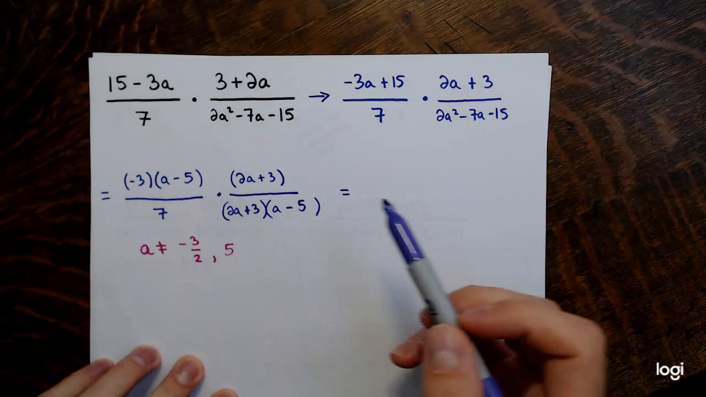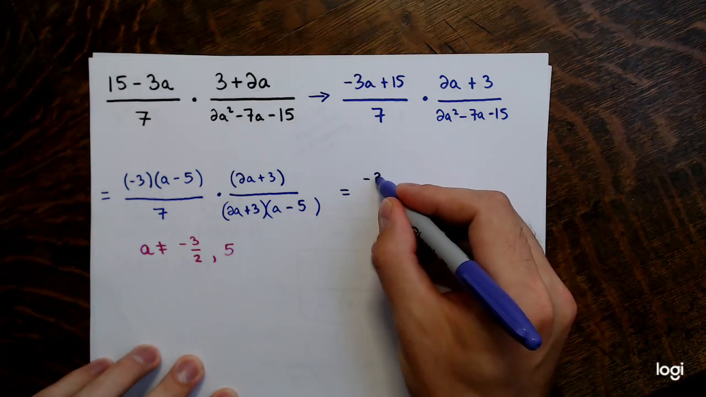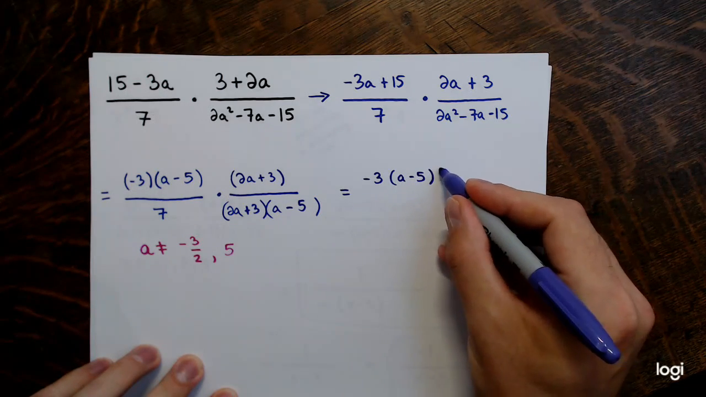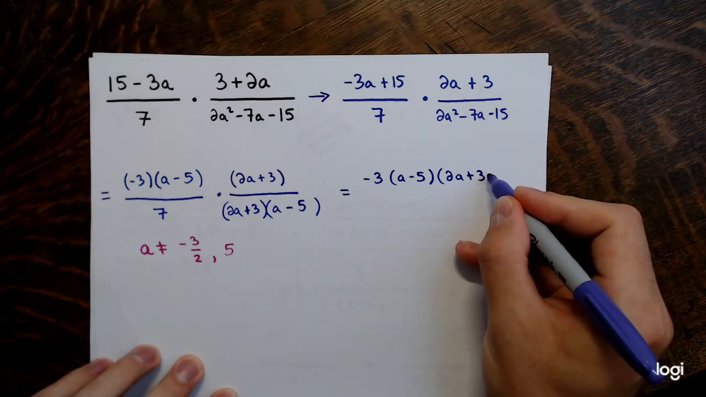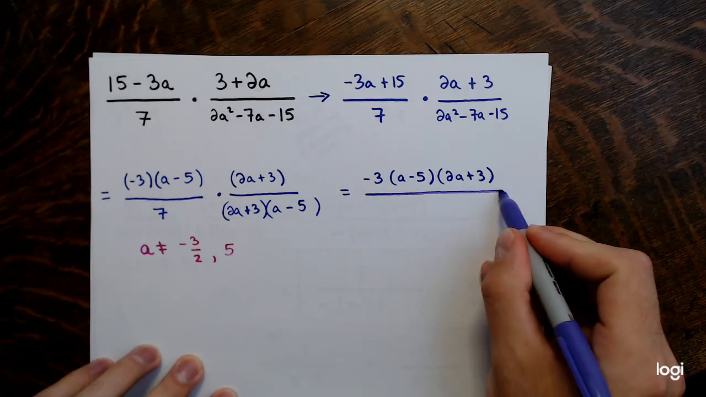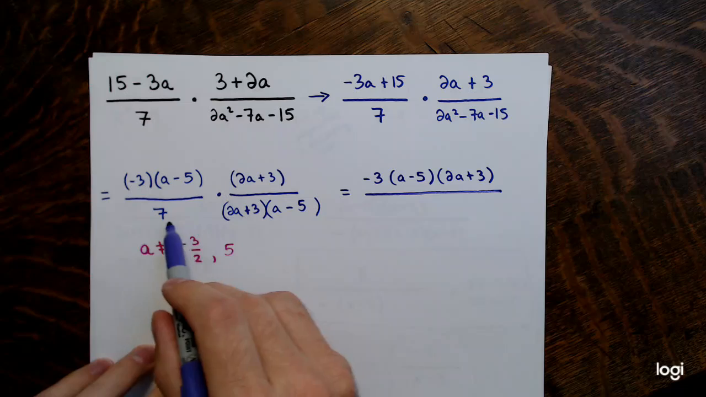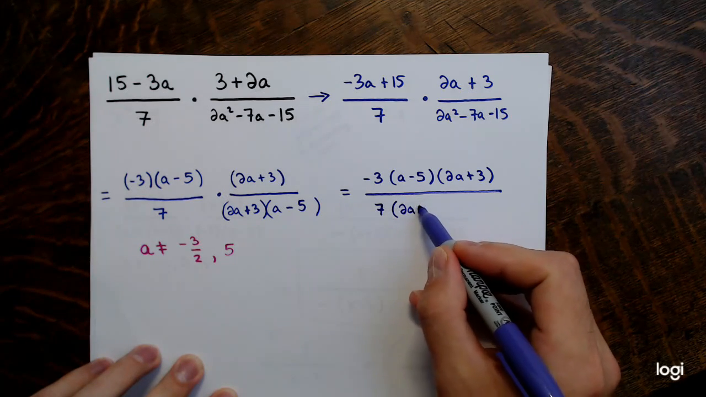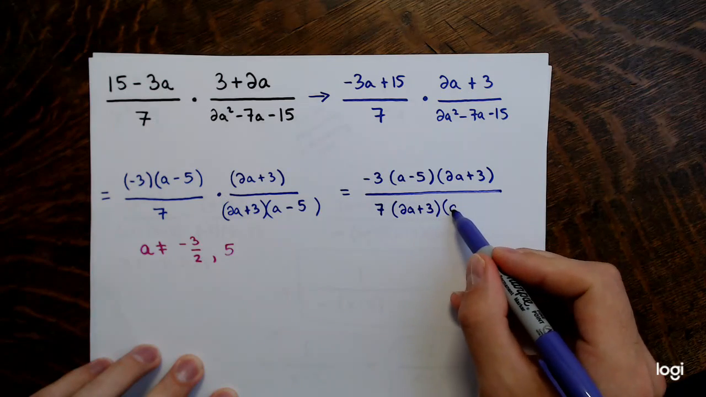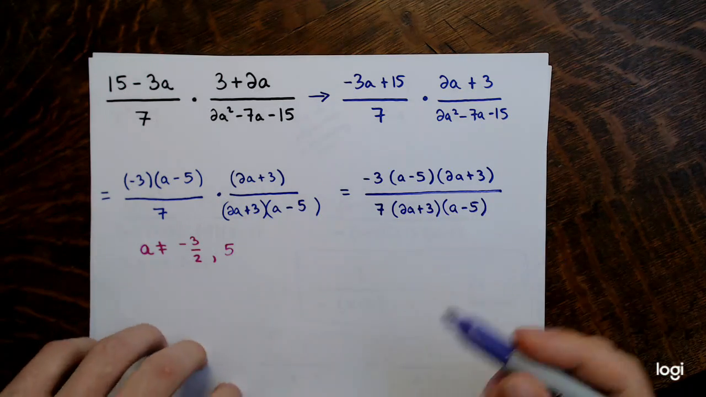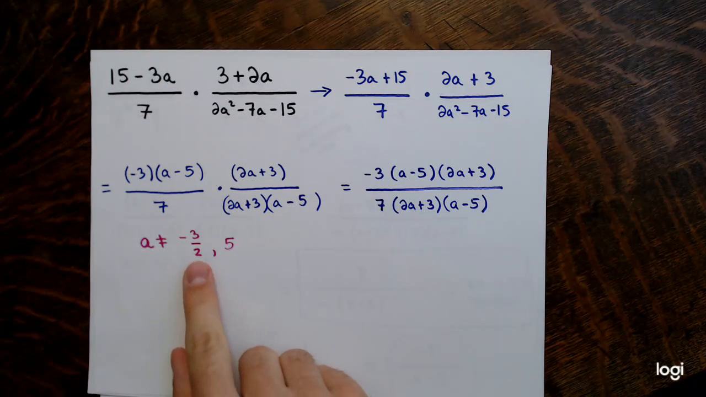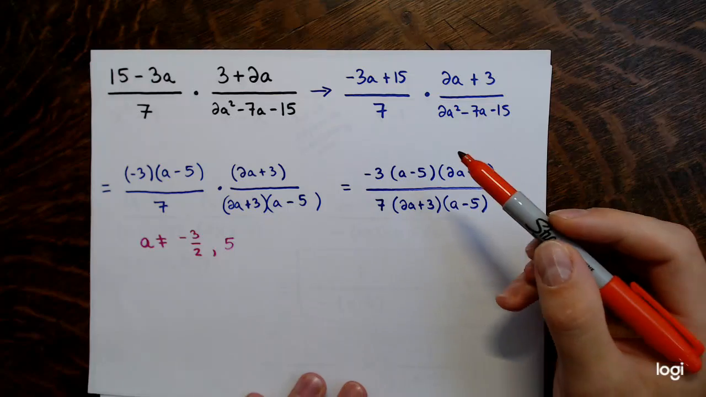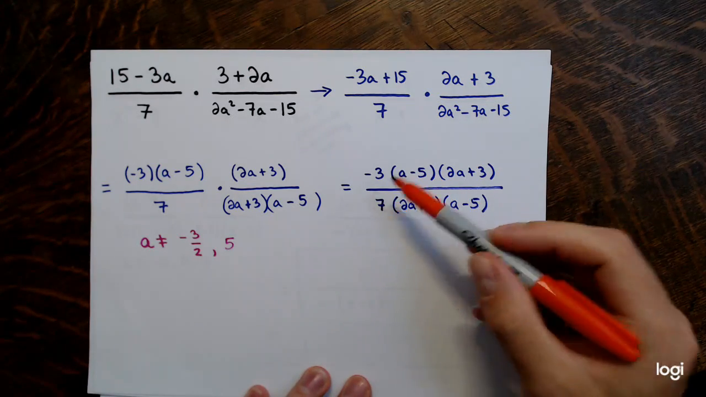So I multiply the numerators. We've got negative 3 times a factor of a minus 5 times a factor of 2a plus 3. There's the numerator. And the denominator is the product of these two, right? So you have a factor of 7 times a factor of 2a plus 3 times a factor of a minus 5. And again, note that a cannot be one of these two numbers, and then we cancel common factors. So no number factors are the same.